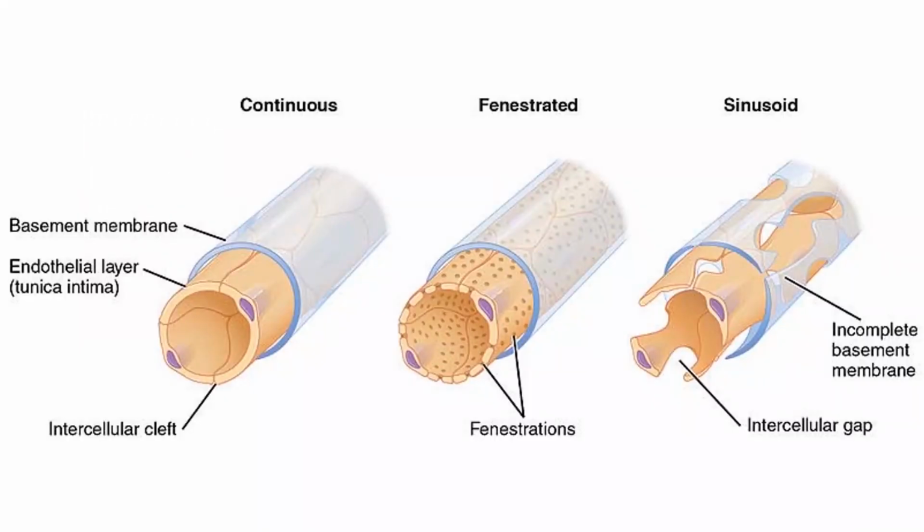What are these structures? These are blood vessels. What size of blood vessels? These are the smallest blood vessels. What are they made of? They are made of only the inner layer. What is the inner layer? It is an endothelium, little connective tissue, and then a basement membrane. No media, no adventitia.